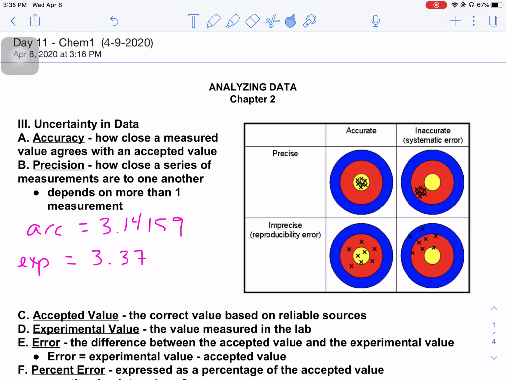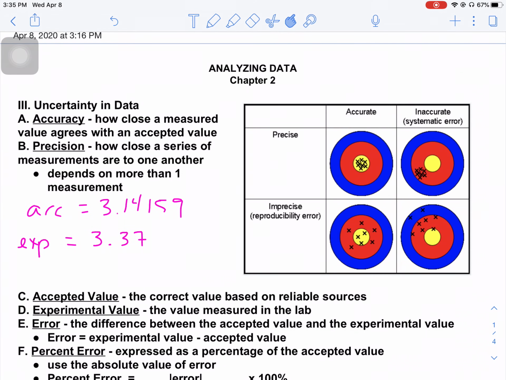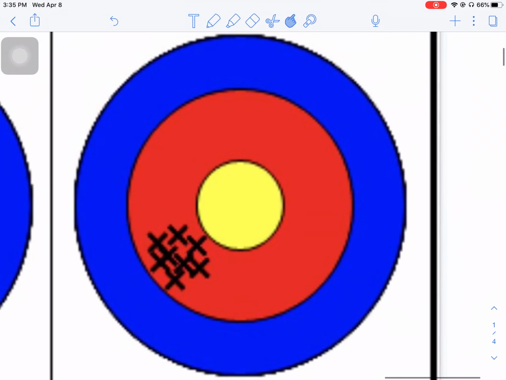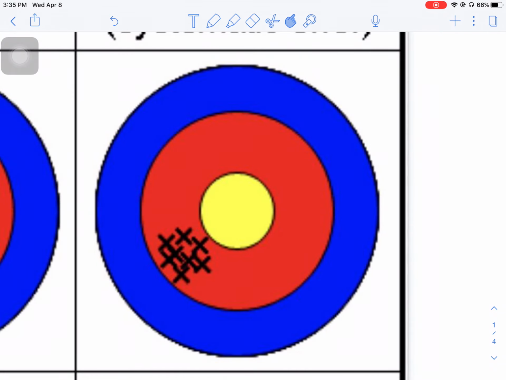Now, precision is a little bit harder to explain. Okay, precision can mean a couple of different things. Today we're going to focus on maybe the bullseye definition of precision, and tomorrow we're going to focus more on the numerical value of precision. So, precision is basically how closely those answers are grouped together.